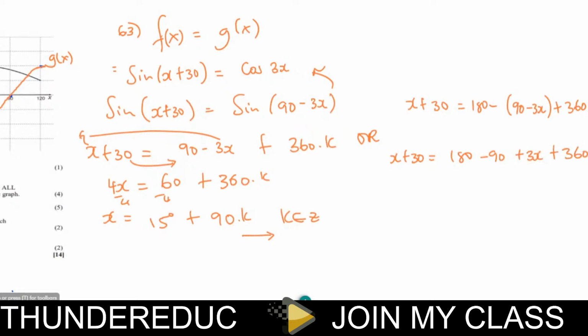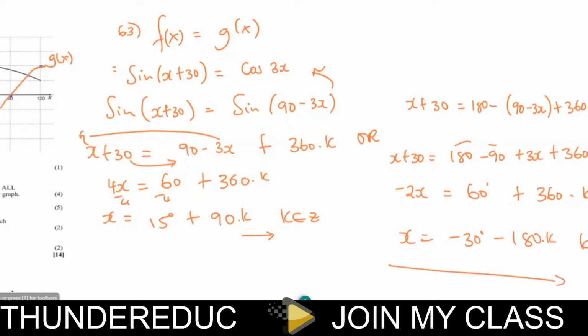Then I'll move the 3x to this side, move the 30 to that side. So I'll have negative 2x is equal to, this is going to be a 90 minus 30, which is a 60, plus 360 times k. Then I'll divide through by -2. Then my x is going to be negative 30 degrees minus 180 times k. K is a set of integers. So those are the solutions for that part.